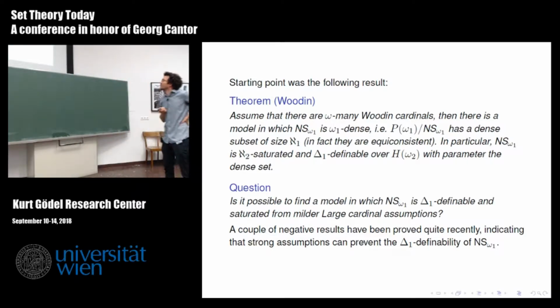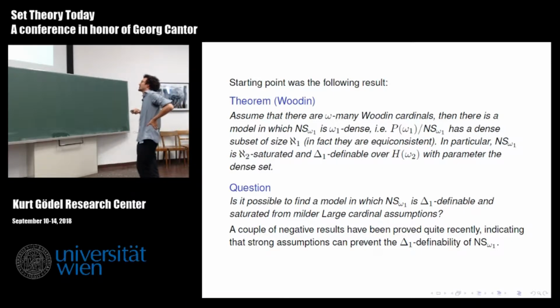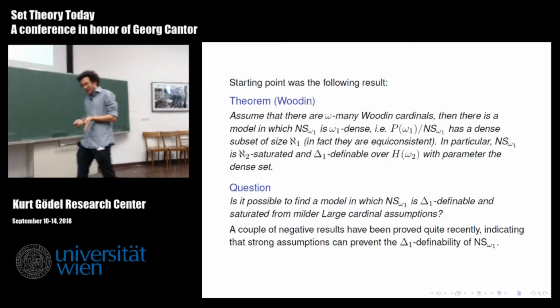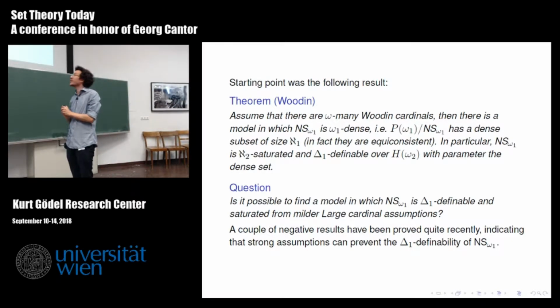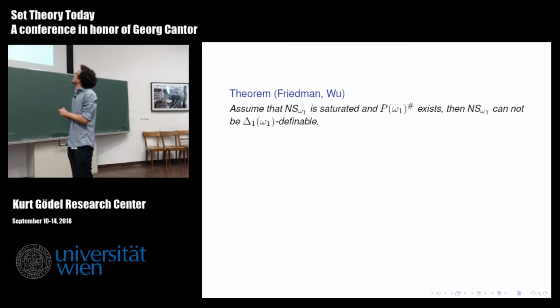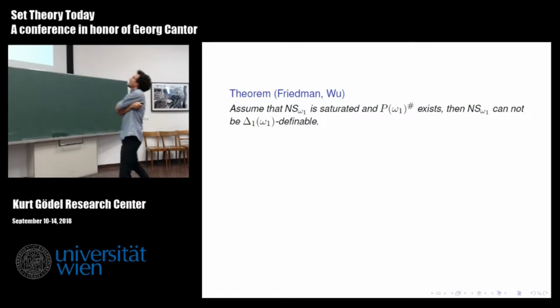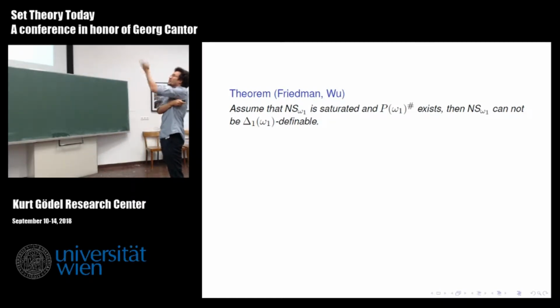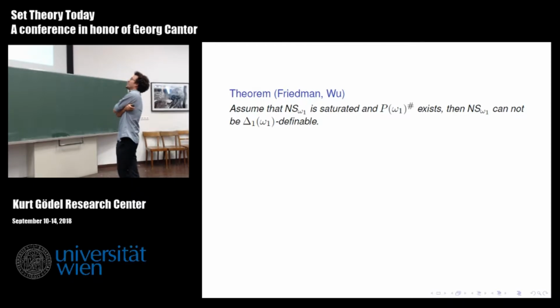Yes, and there have been quite recently produced a couple of negative results which indicate that strong assumptions usually prevent the delta-1 definability of the non-stationary ideal. So this is the first thing I want to mention. If the non-stationary ideal, for example, is saturated and the power set of omega-1 sharp exists, then the non-stationary ideal cannot be delta-1 definable with omega-1 as a parameter.